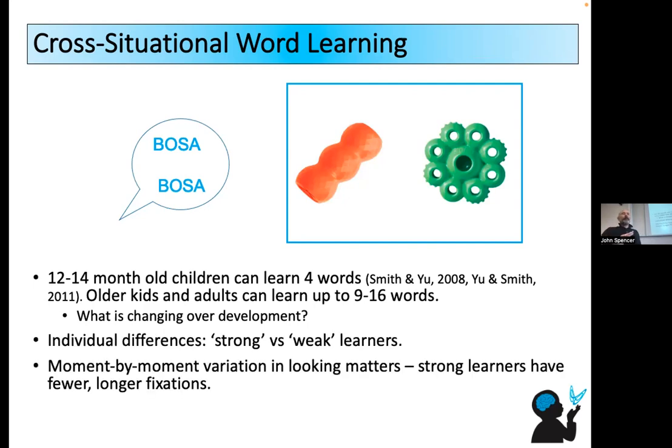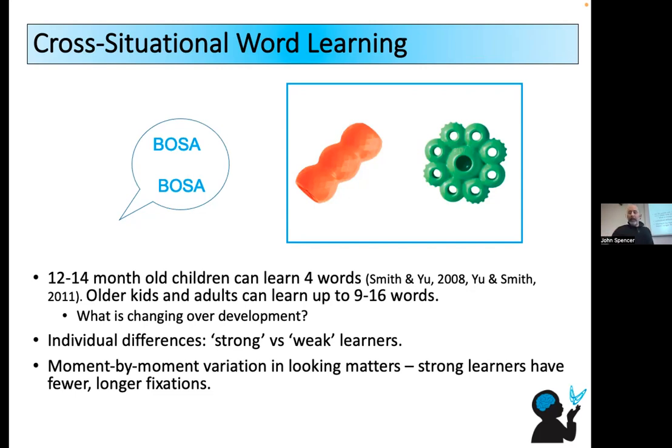These procedures have also revealed that how you visually explore the display matters as well. If we take infants and classify them as strong versus weak learners, just based on their test performance, data show that strong learners actually have fewer, longer fixations during training. So there are interesting differences in how you visually explore the data that lead to differences in cross-situational word learning.